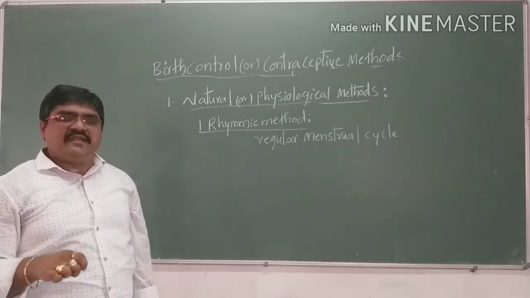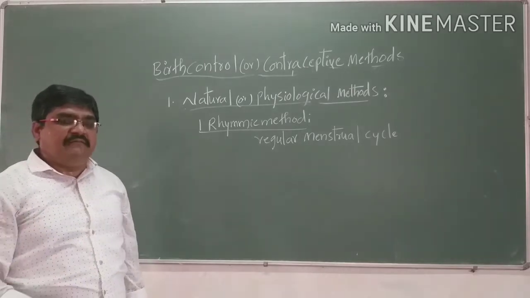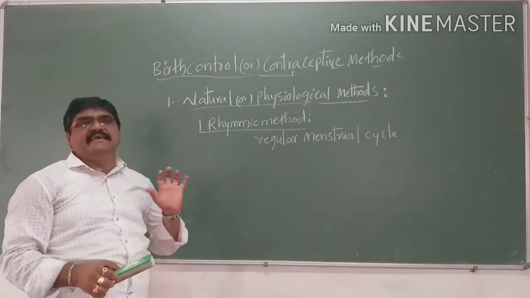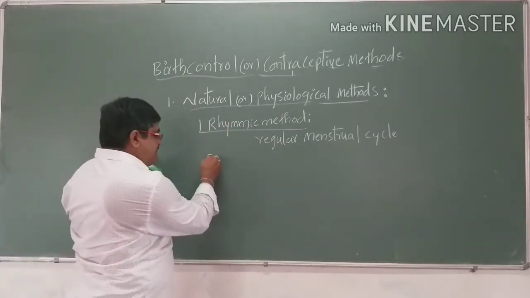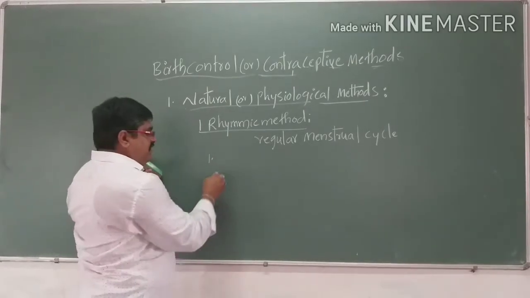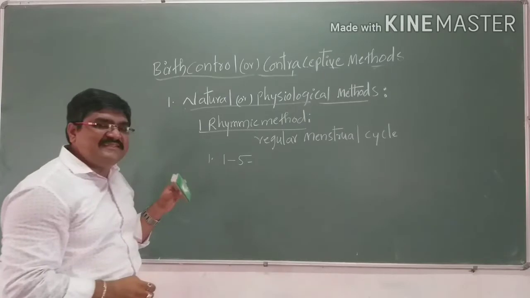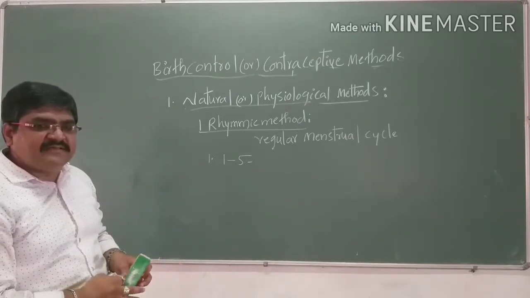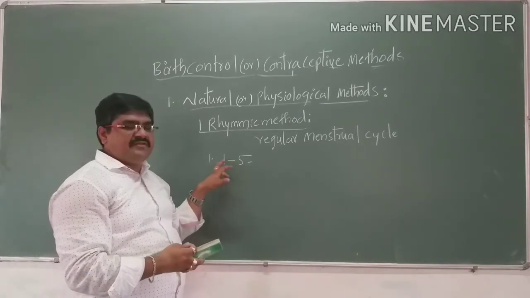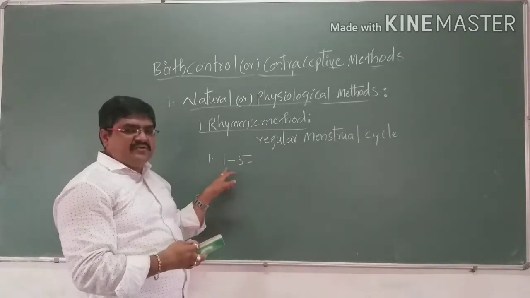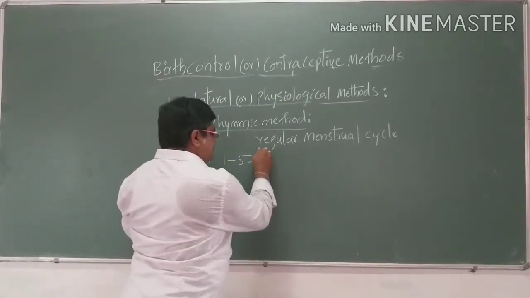And also here we have to know the cycle of the menstrual cycle. In this method, the first stage is from the starting of the menstrual cycle, that is the first to the fifth day. First day to the fifth day, we can call this the bleeding stage.